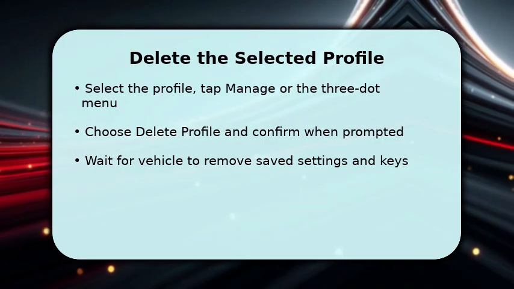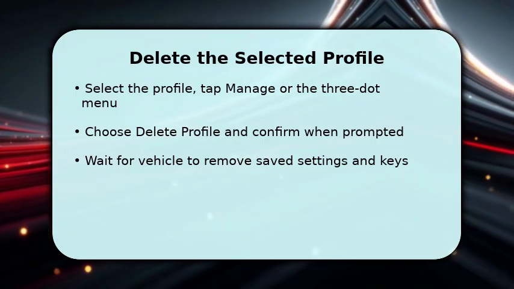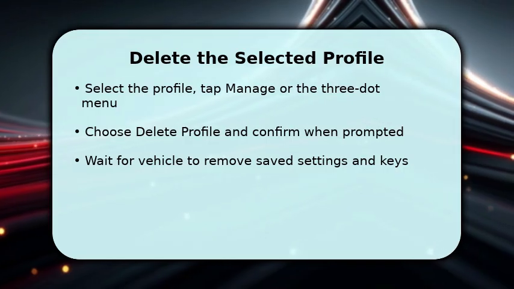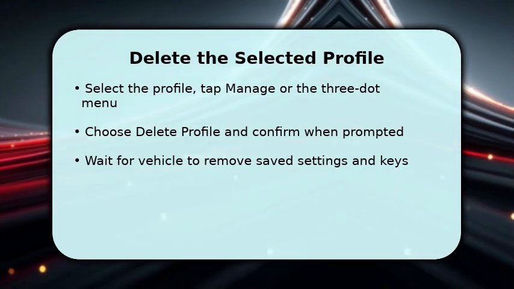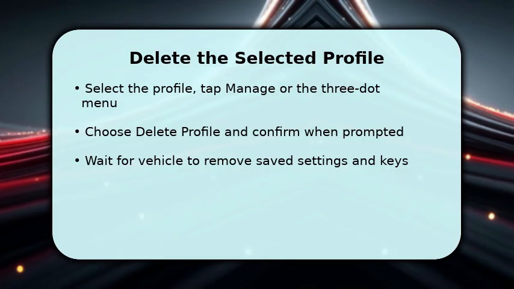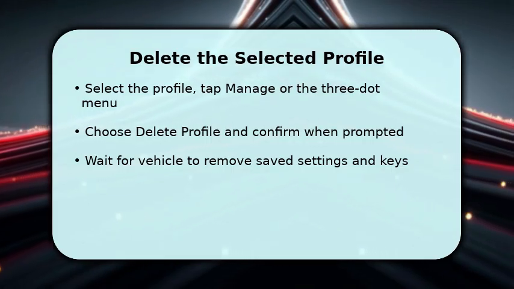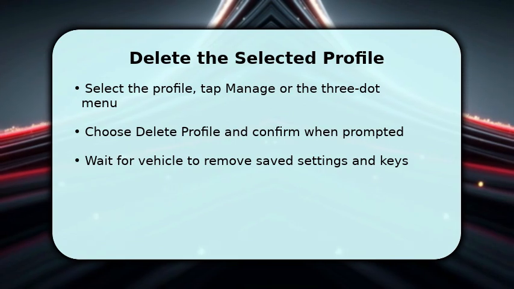Once you confirm, the system will delink any paired phone keys and clear preferences. This may take several seconds. Make sure to check for any paired keys under locks afterward, because sometimes keys remain linked and must be removed separately to fully revoke access.